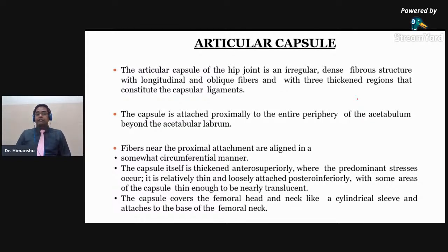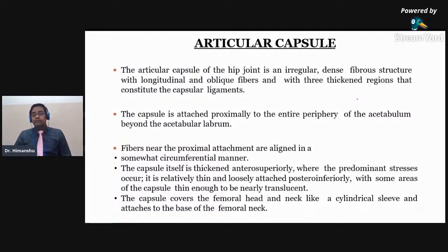So the capsule is attached proximally to the entire periphery of the acetabulum beyond the acetabular labrum. So the labrum is also intracapsular. That is why it helps in enhancing the negative articular pressure. Now the fibers near the proximal attachments are aligned in a somewhat circumferential manner. The joint is more or less surrounded by the fibers of the capsule.